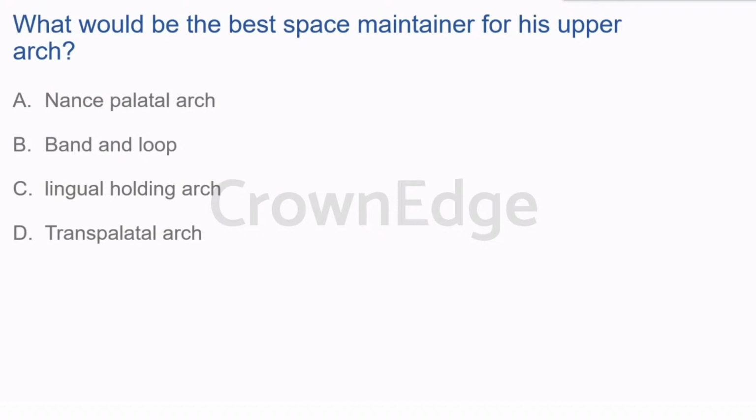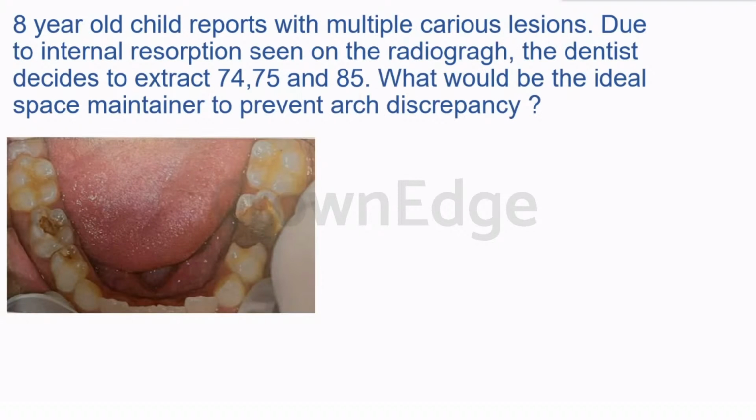I want you all, at the end of this session, to get back to your books and look into space maintainers. It's a very straightforward, easy chapter. Complete it today itself. Do not delay. Now that you've looked at a lot of pictures of all the space maintainers, quickly revise all these things. Know the other names, indications, contraindications, and the modifications of each space maintainer. Please be thorough with that. So the answer for this question is option A, Nance palatal arch. Next, moving on to our next question.